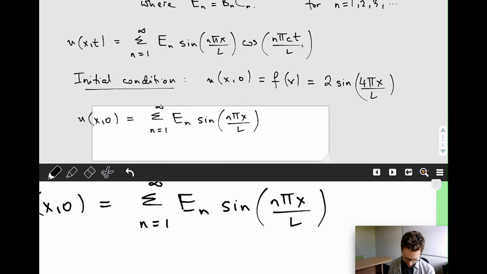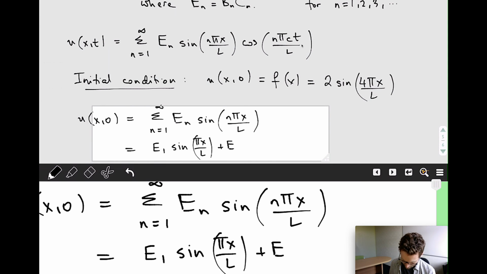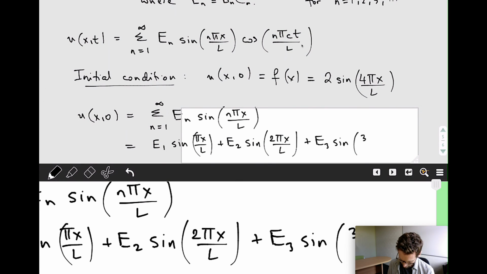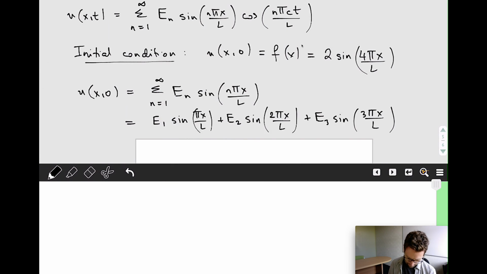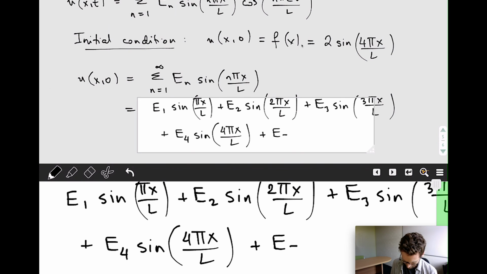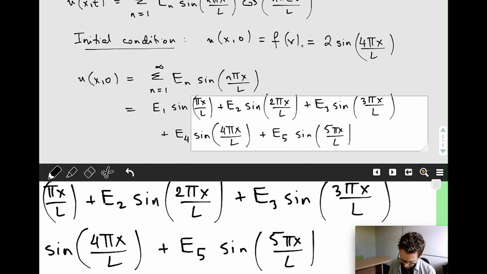Let's write out the first couple of terms there. I've got e1 sine(pi x / L) when n is equal to 1, e2 sine(2 pi x / L) plus e3 sine(3 pi x / L), and so on, e4, e5, and there are infinitely many terms.